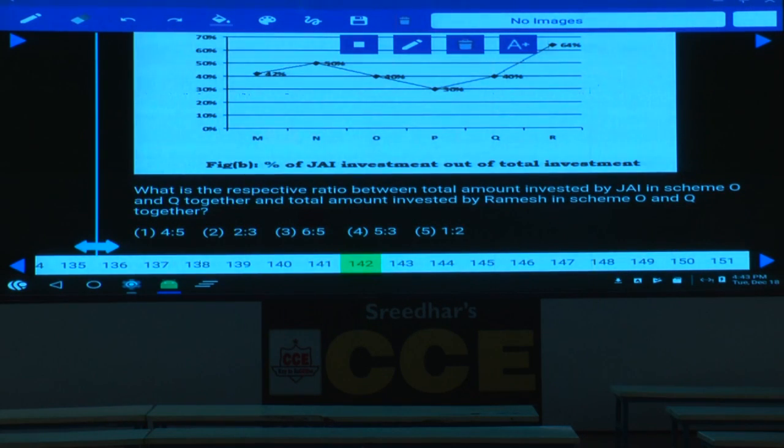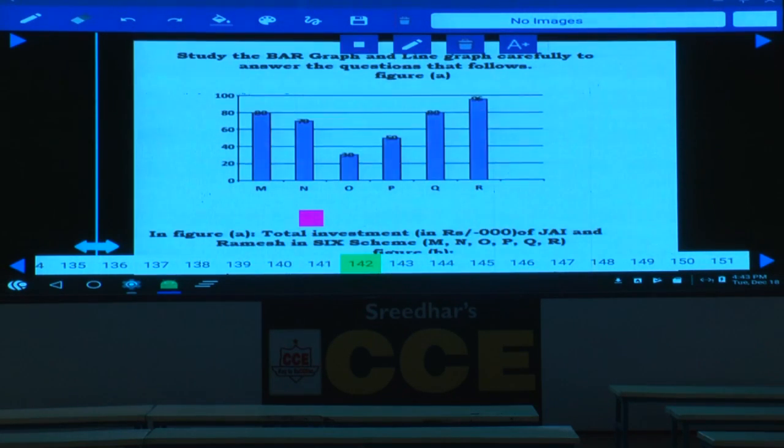Come on. What is the respective ratio between the total amount invested by J in scheme O and Q together and the total investment invested by Ramesh in O and Q together? So this is the total investments of Ramesh in 2 schemes and J in the same 2 schemes, correct? Right. Scheme O and Q. Let's see, in scheme O, how many thousands we have? And Q? O and Q only, right?